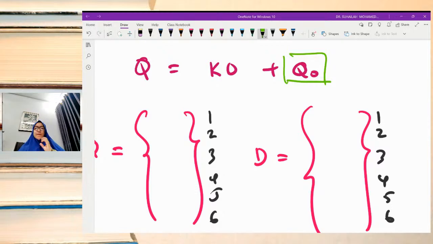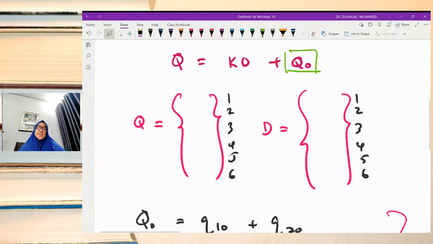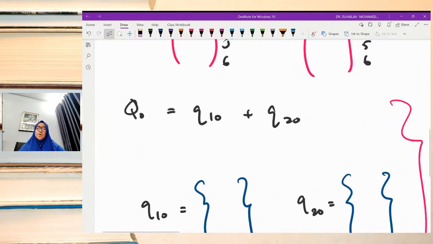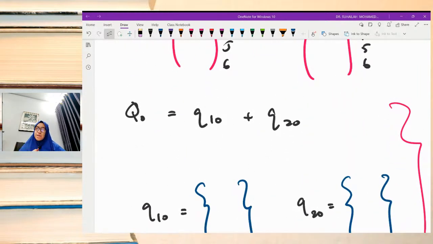So in order to recognize this, we just need to look at the element. If the element is subjected to loading on the member, whether it is UDL, triangular load or point load on the member, we have to consider the Q naught. So how to get Q naught? Q naught is Q1 naught plus Q2 naught, depending on how many elements in the beam.